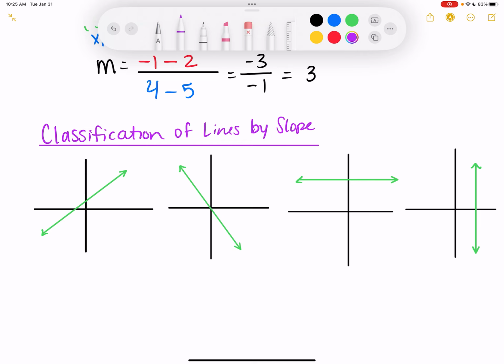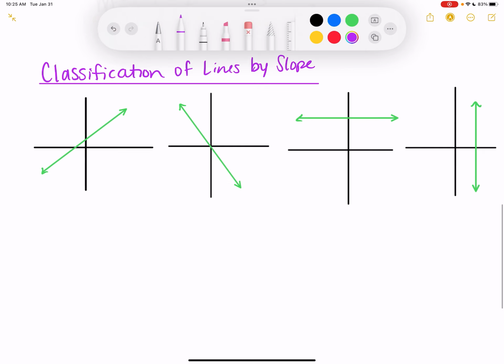All right, so this first one, notice the line left to right is going up. So this is a positive slope. And that just means that m is greater than 0. So if our slope is positive, our slope could be 0.0009, okay? That's still bigger than 0, so it's going to be positive. Or our slope could be 200. Still going to be positive.